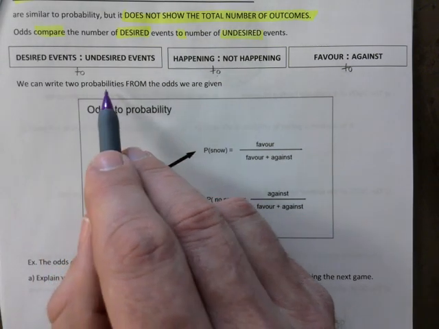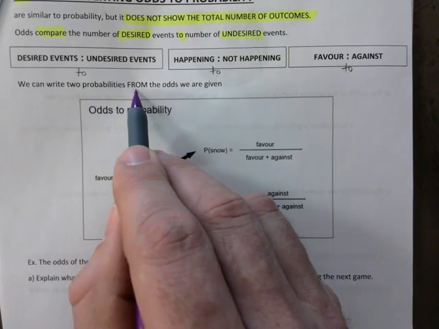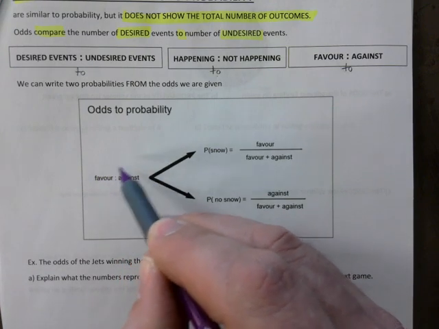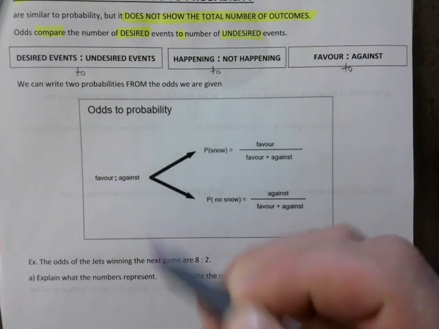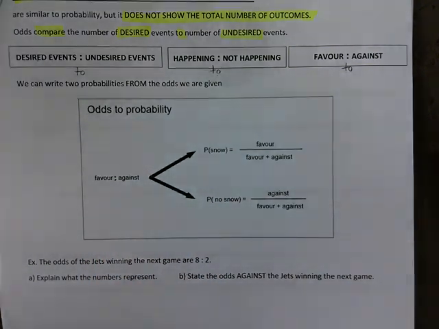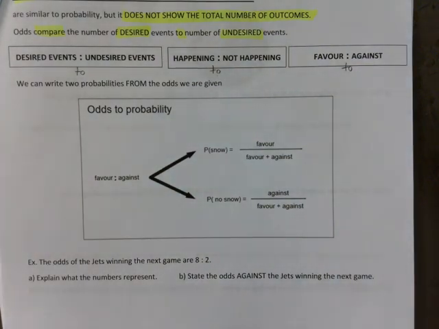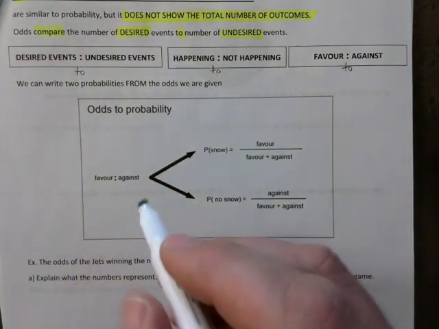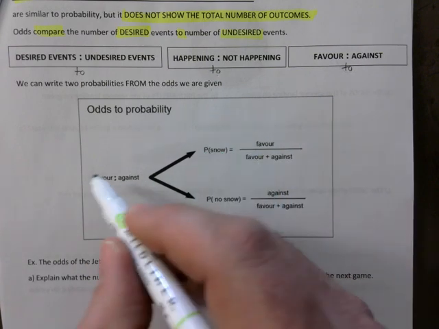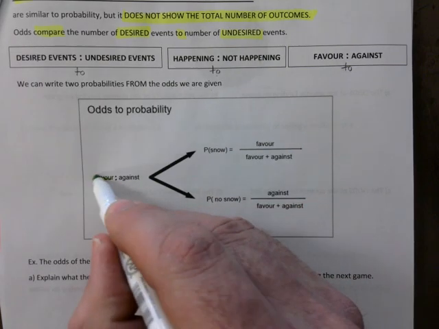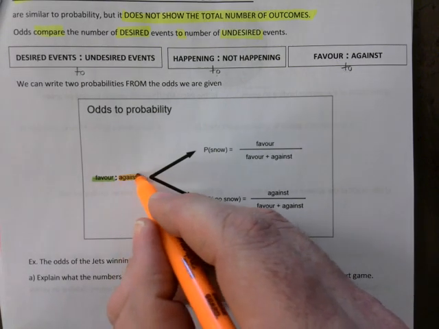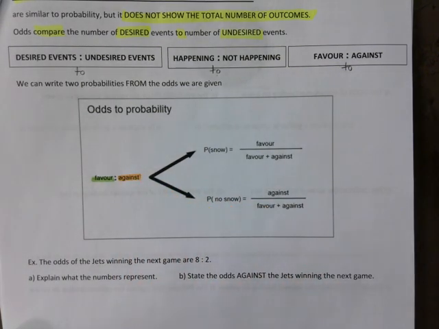We can write two probabilities from the odds we are given. If you're given odds, and you will recognize that by the colon there, let's say I'm just going to use my two colors here. I think it's going to help you big time. If you have the odds like that and it says, hey, what's the probability in favor of snow? I'm going to highlight that in green, and I'm going to highlight the against in orange. You use whatever you have, right?